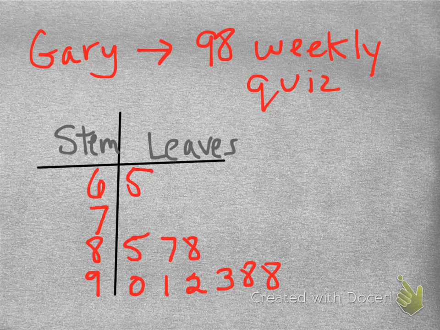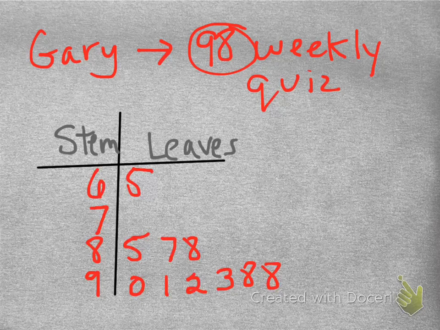Now let's remember that according to Gary, he usually scores a 98 on his weekly quizzes. So what we're doing is looking for clusters, or what they call gaps or outliers, to help with the measures of central tendency of Gary's scores. So let's find out the mode here.